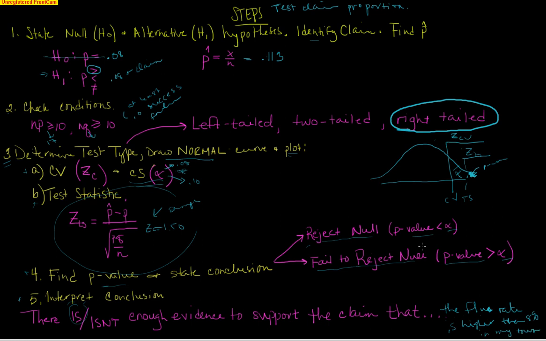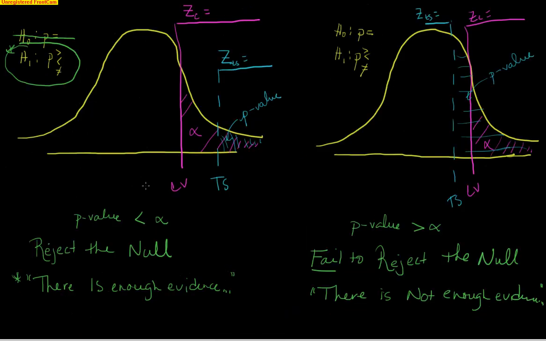And so just to review that finally, in conclusion, if your test statistic is here in the critical space, like on this side here, and your p-value is less than your critical space, so here the blue is less than the pink, then we can reject the null, which means we go up here, we cross it out, and we say there is enough evidence to support the claim, and so on.